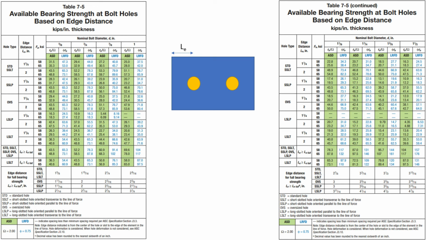Manual Table 7-5 has the bearing strength based on edge distance L sub e in units of kips per inch thickness of the connecting parts. Again, the table has values for 58 ksi and 65 ksi. Other factors that influence the bearing strength are the size of the bolts and the edge distance L sub e, as well as the type of hole used. The table also includes the minimum edge distance required to achieve full bearing strength for different bolt sizes and hole types.